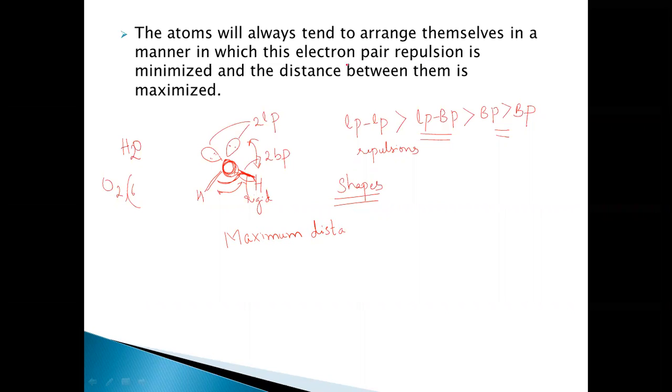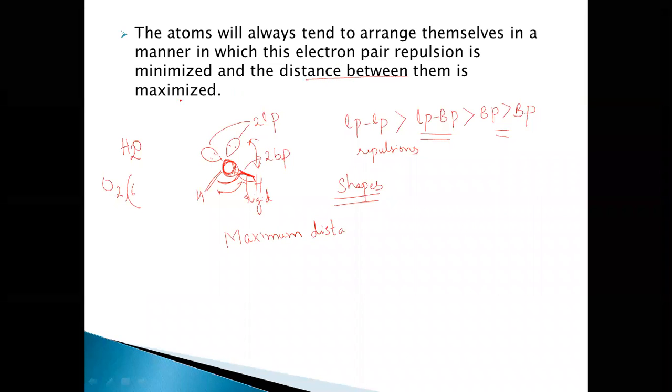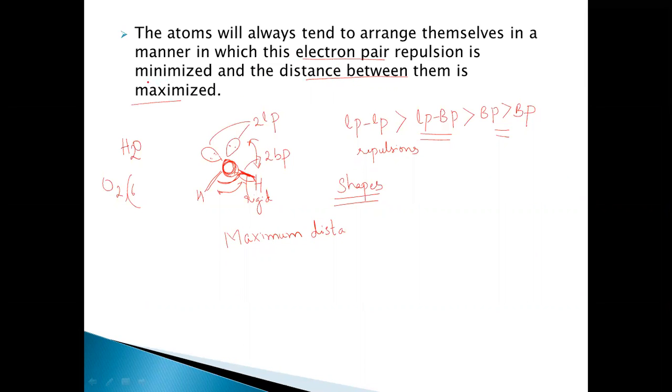The distance between them is maximized and the repulsion between them is minimized. So they are at the maximum distance so that they face the minimum repulsion. This is the main postulate of this theory: the atoms will tend to arrange themselves in a manner that there is minimum repulsion between the electrons and the distance between them is maximum. This is the main postulate of this VSEPR theory.